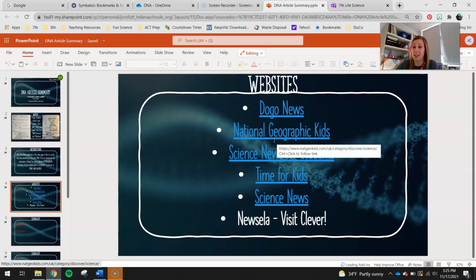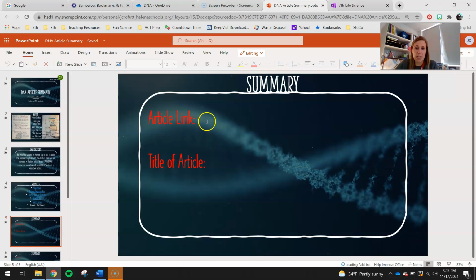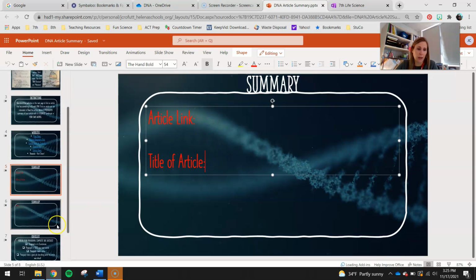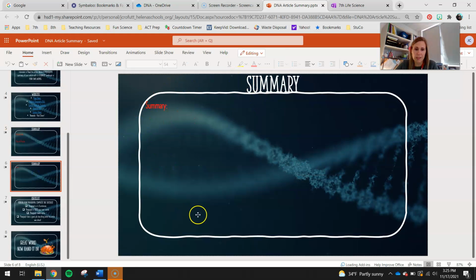Remember, it needs to be a current event, so it should be some kind of news article occurring within the last 6 months. Okay, so find a current event for one of those links right there. Copy and paste the link to your article and tell me the title of your article right here. And then go ahead and write your summary right here. You guys can make the font smaller if you need to. Again, 6 to 8 sentences. It needs to be your own words, and you need to have good sentences, okay?